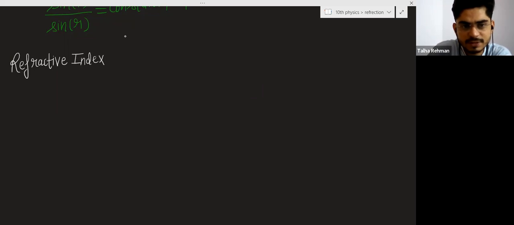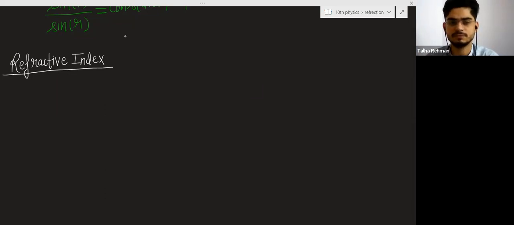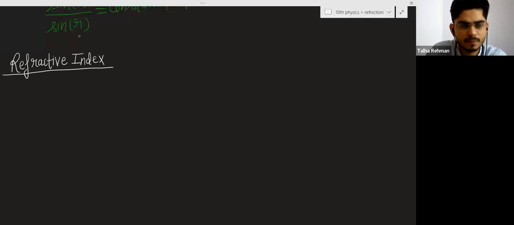So for the refractive index, first I am writing just the definition. What does refractive index mean? Refractive index is a property of a medium which tells how much, or you can say the amount of refraction or amount of bending, will take place. If a medium has a large refractive index, then the refraction, meaning the bending, will take place more. So just write the refractive index.